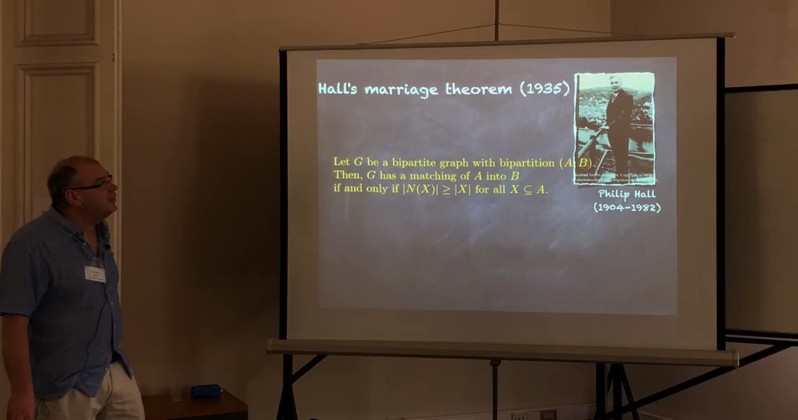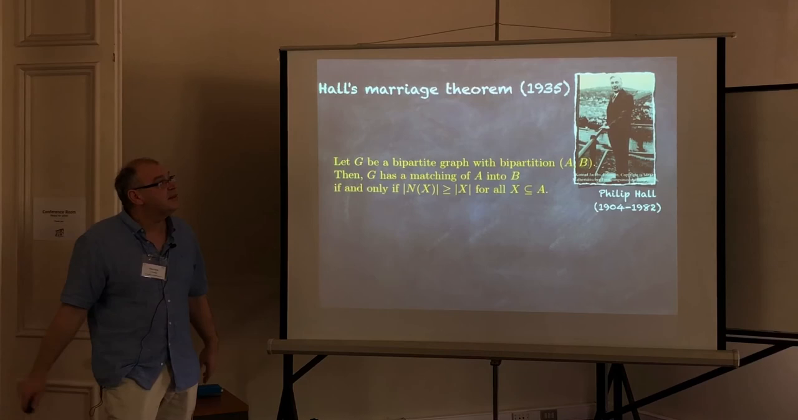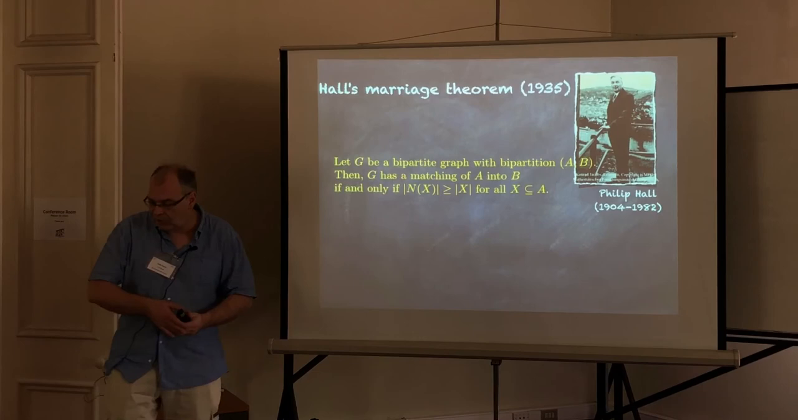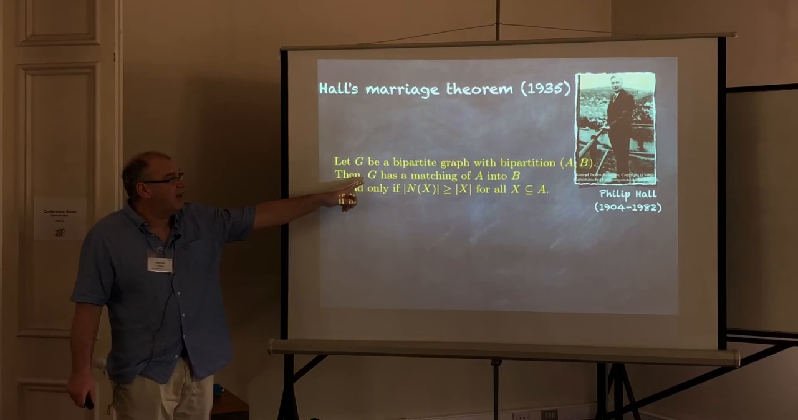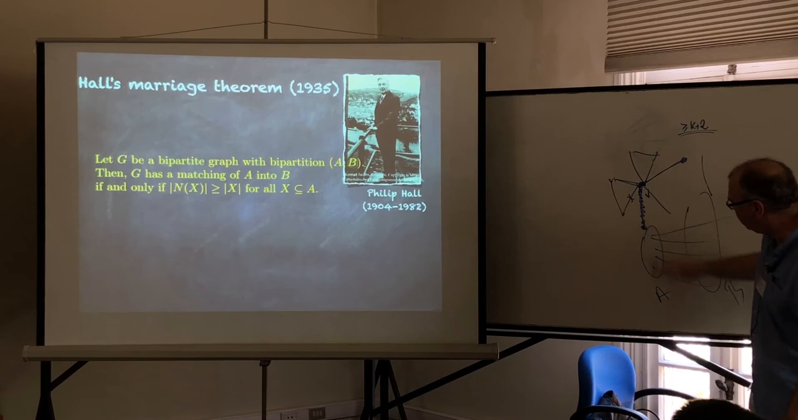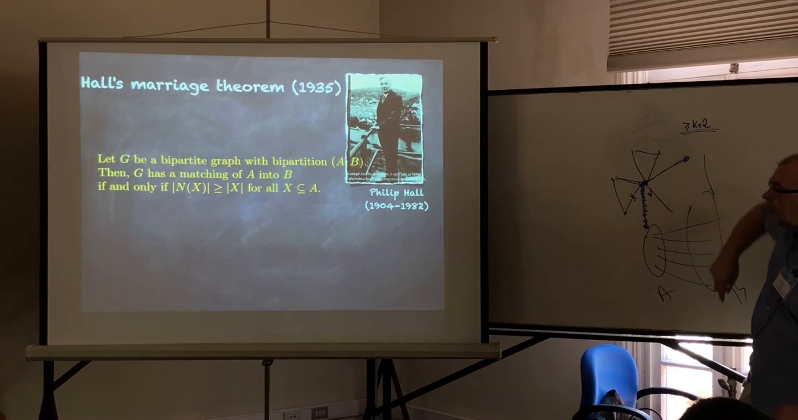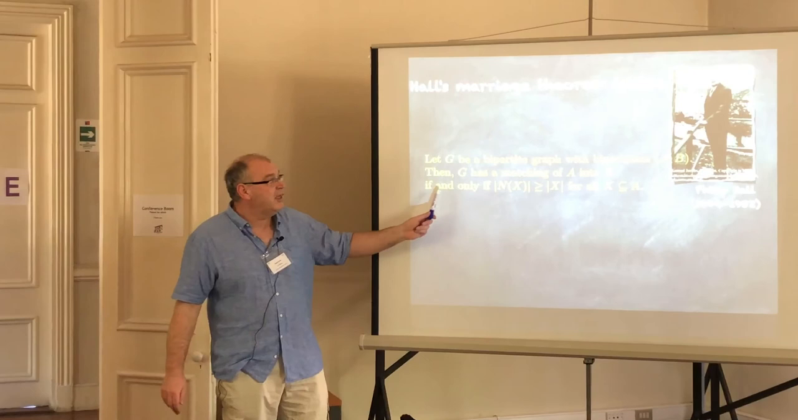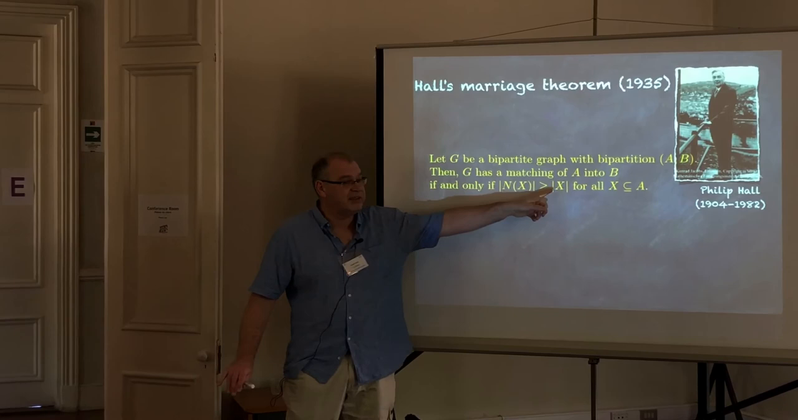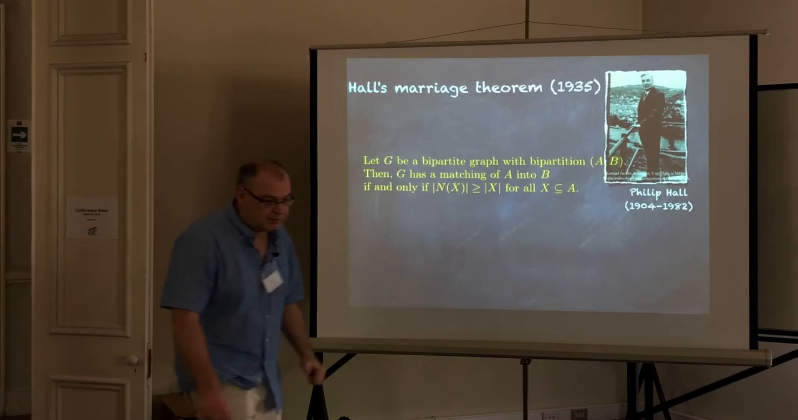And another famous theorem, which I also will be using a lot, is Hall's marriage theorem from 1935. It says that if I have a bipartite graph with bipartition A and B, then it tells me when this graph has a matching of A into B. And by matching A into B, what does it mean? I have A, I have B, and a matching of A into B means that every vertex in A is used in the matching, right? So we say that a graph G has a matching of A into B if and only if for every subset X of A, the size of the neighborhood of X in B is always at least the size of X. Right? These are the two classical results which I use.